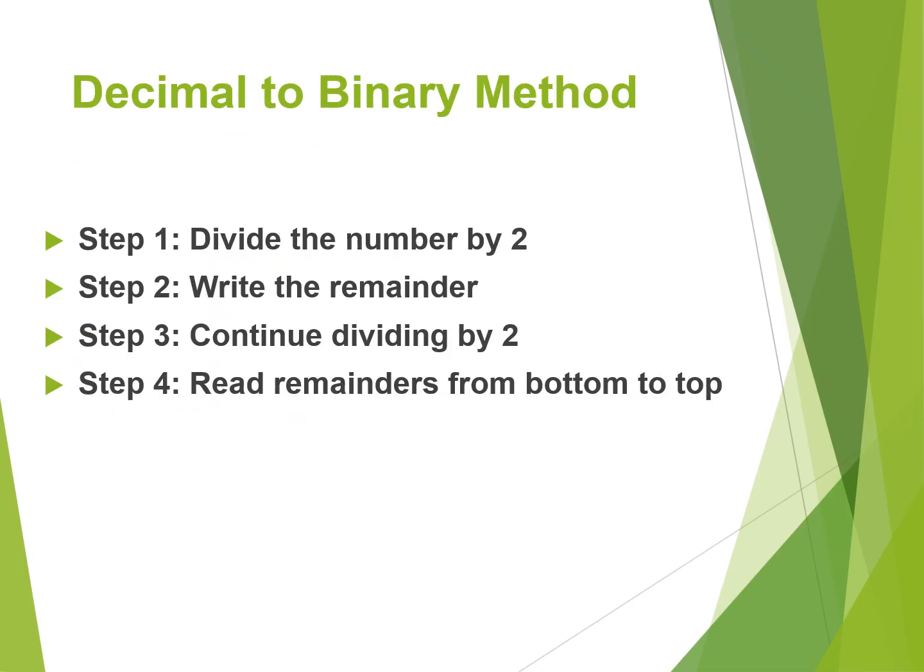The next, decimal to binary. Step 1. Divide the number by 2. Note the remainder. Continue dividing by 2 until you get 0 or 1. Read the remainder from bottom to top. Let's see how it works with the help of an example.